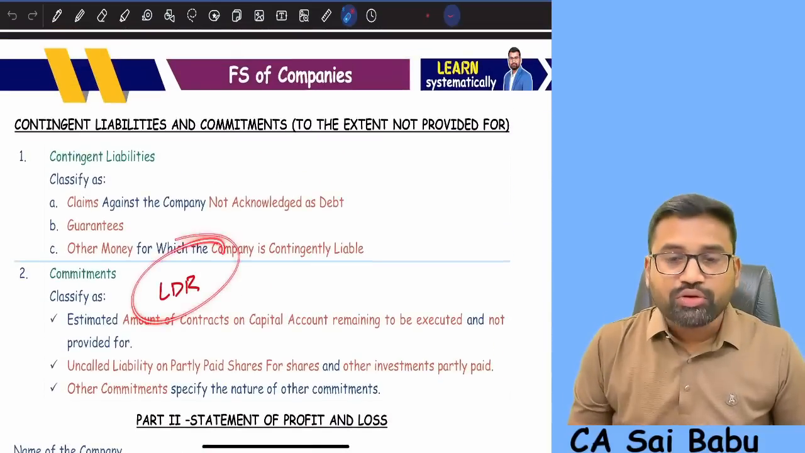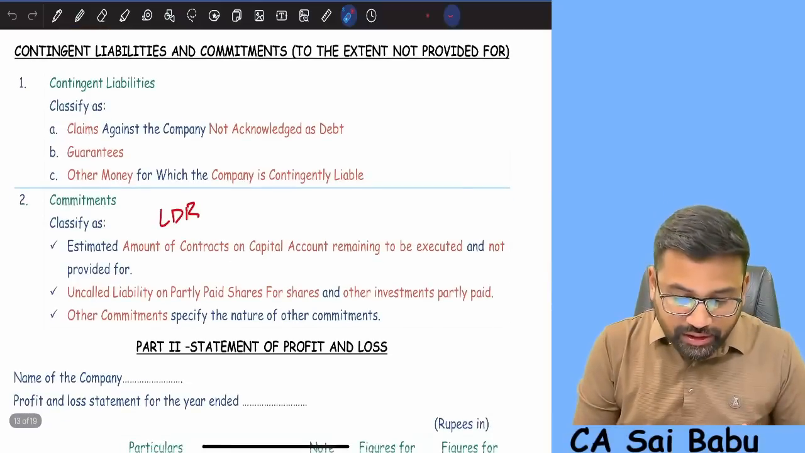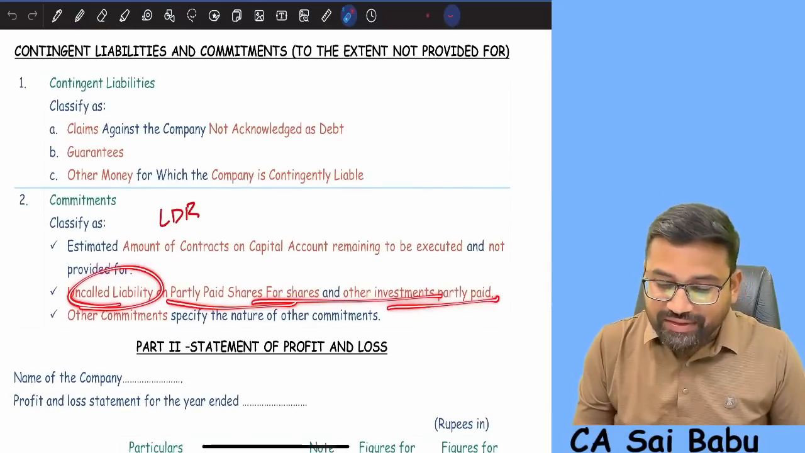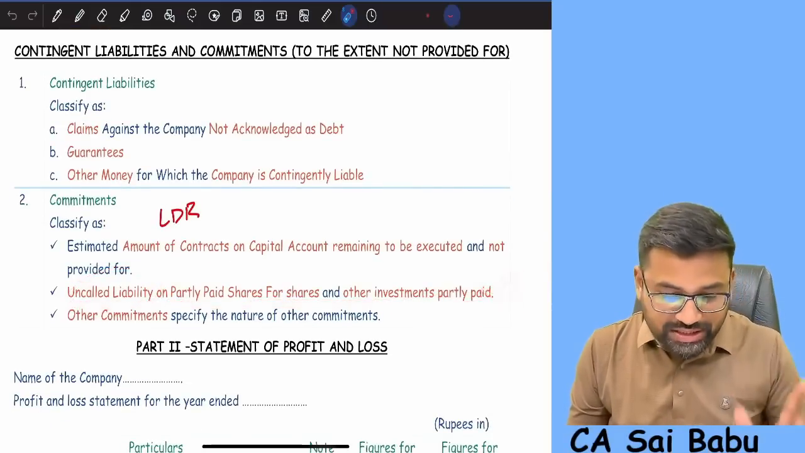Now commitments, I told you. Any unpaid, uncalled liability on partly paid up shares and other investments. Remember this item, this will be called a commitment.